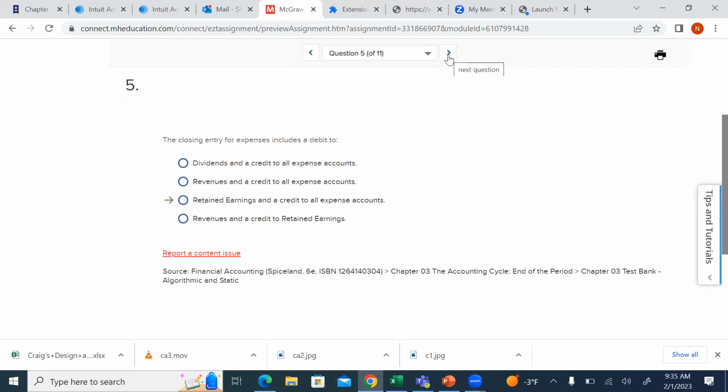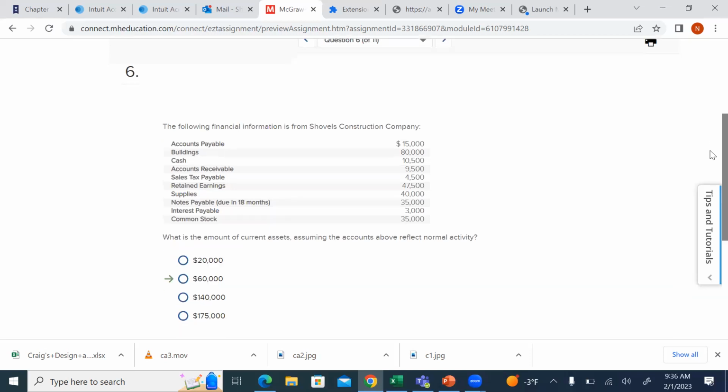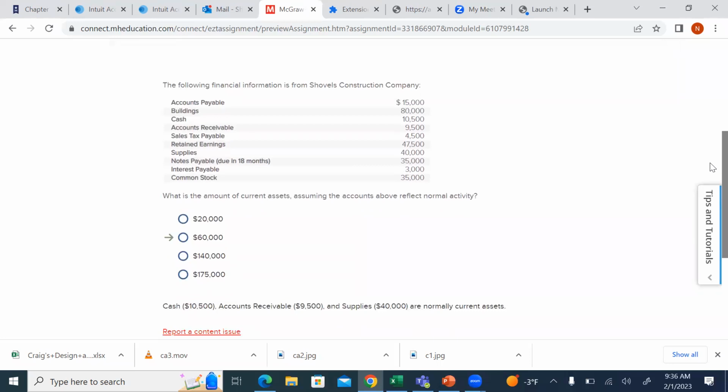The closing entry for expenses includes a debit to, think of this, what is the normal balance of expenses? Debit to retained earnings, because DEA have normal debit balances: dividends, expenses, and assets. So to zero them out, you're going to credit those expenses, which means you debit the asset. Got it?